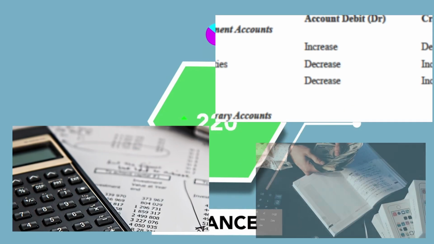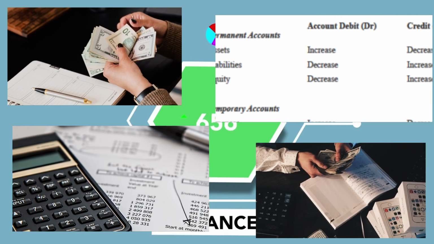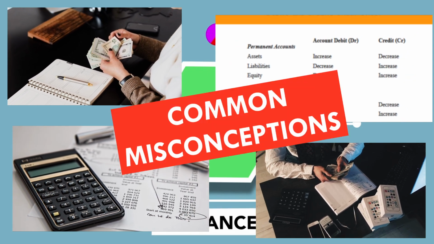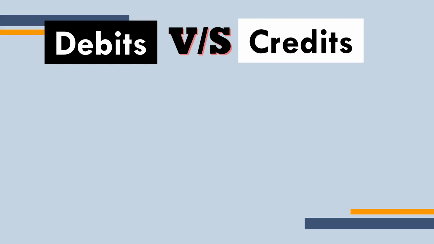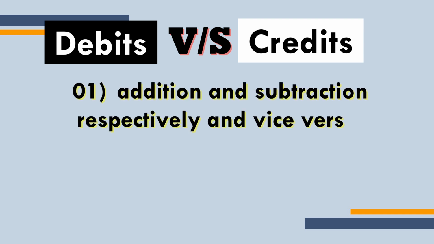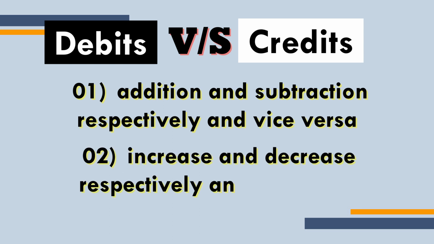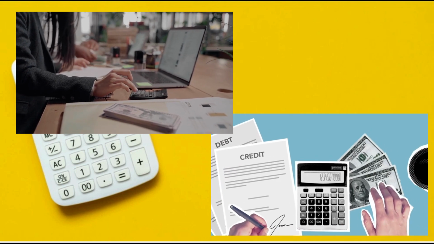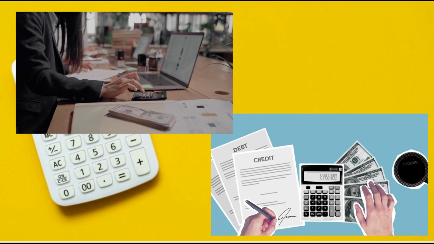To make this clear and easy to understand, it is crucial that we eliminate some of the most common misconceptions about them. As much as debits and credits are opposites, positionally, as well as in terms of recording, they do not necessarily imply the following. Number 1. Addition and subtraction respectively and vice versa. Number 2, increase and decrease respectively and vice versa. Therefore, we can say that debits and credits are simply a theoretical basis that ensure that transactions are recorded in an orderly manner.